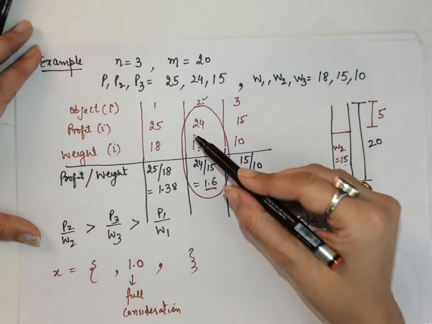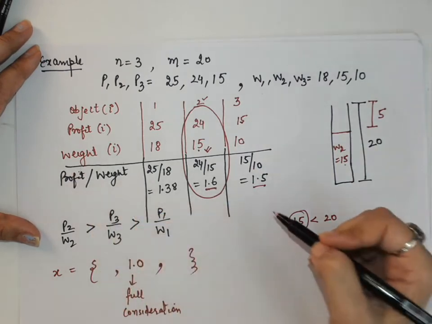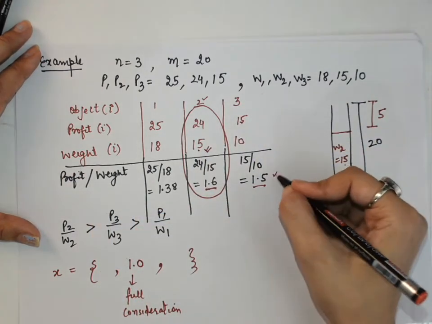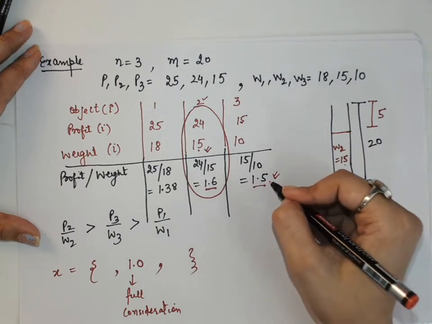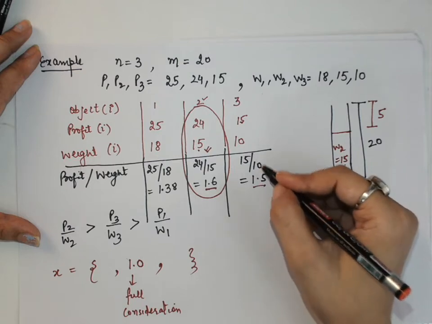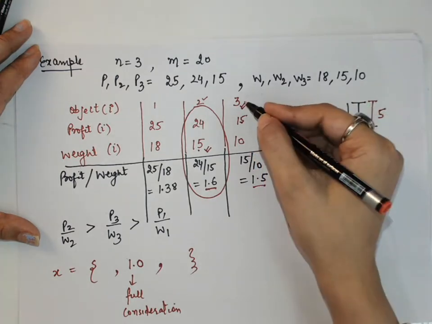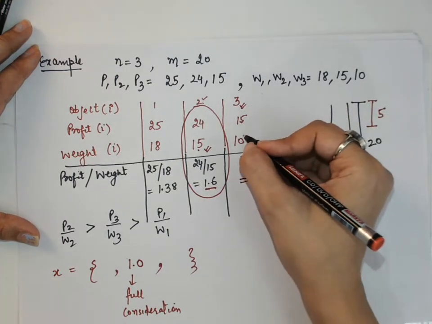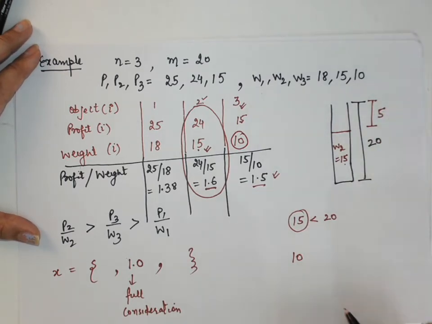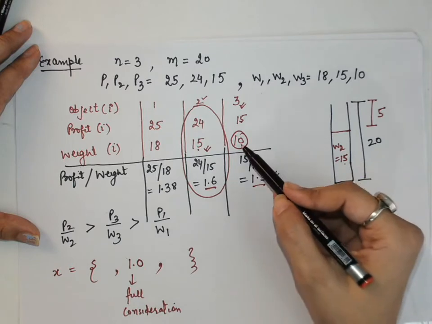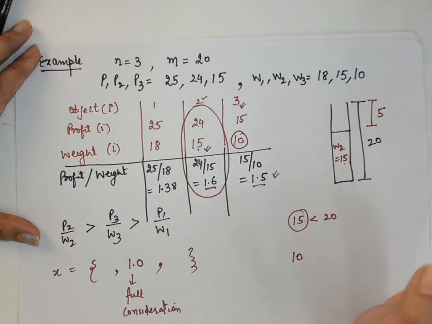Now I will consider another item that has the next best profit by weight value. Now in our scenario, item number 3 has 1.5 profit by weight value. So I will consider this, as the profit by weight value for item number 3 is greater than item number 1. So I will consider item number 3 first. So what is the weight of item number 3? That is equal to 10. And my left out space in my knapsack is 5. So this full item cannot be accommodated in my knapsack. So I have to put a fraction of this item into the knapsack.